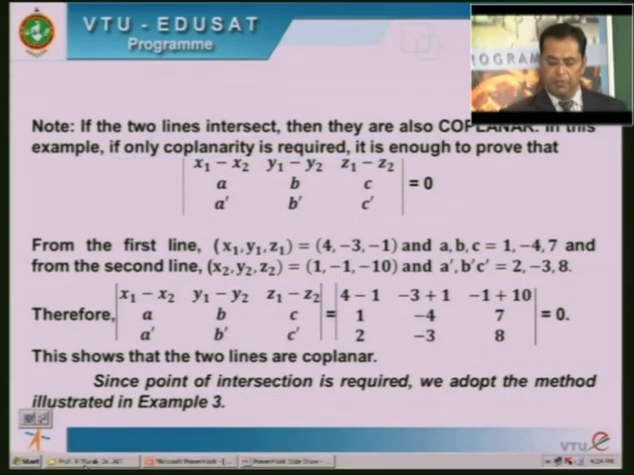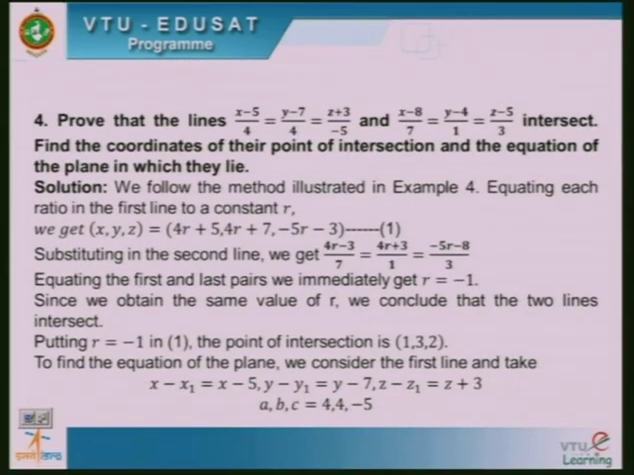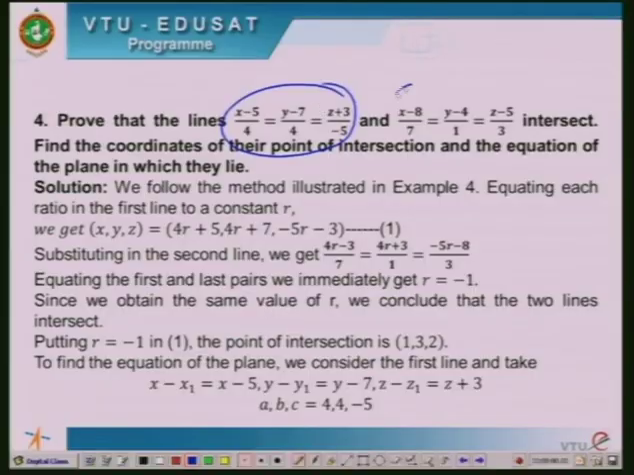Observe, friends, that in example 3, it was the coplanarity of two lines. Now, along with coplanarity and the point of intersection, it is also possible to find the equation of the plane containing the two lines. That is discussed in this example, which is example 4. Prove that these two lines, both in symmetric form, intersect. Find the coordinates of their point of intersection. And what is extra in this? You also need the equation of the plane in which these lines lie.